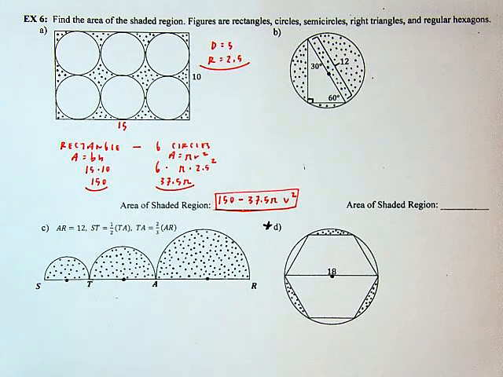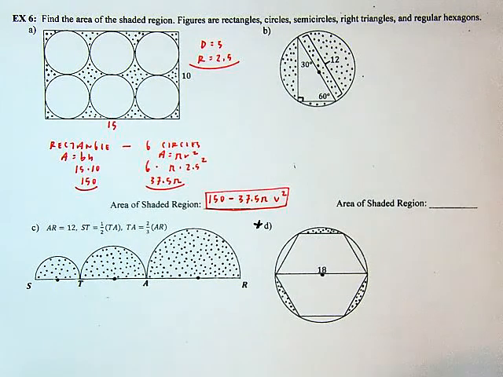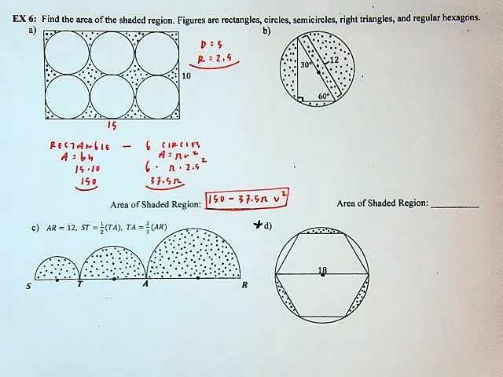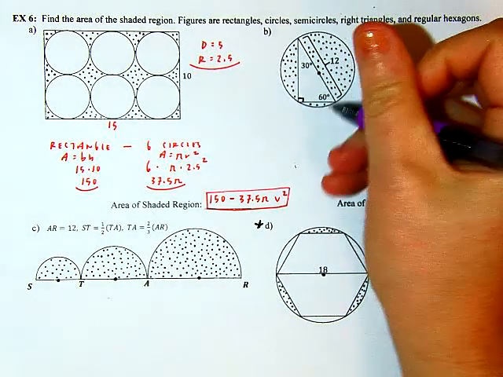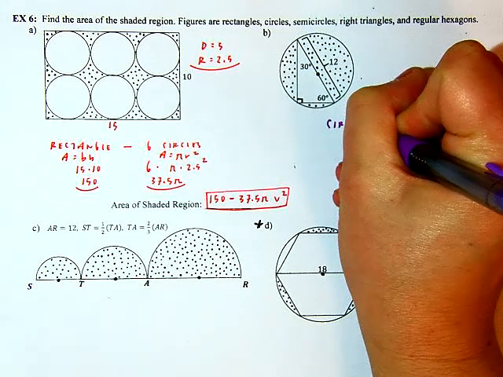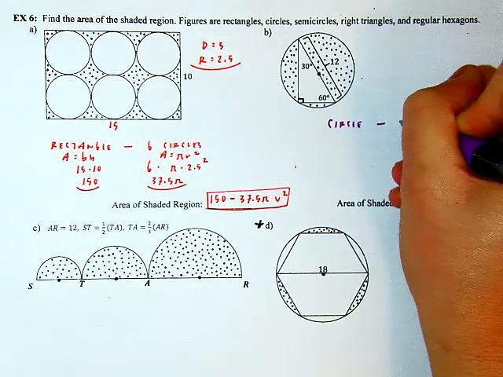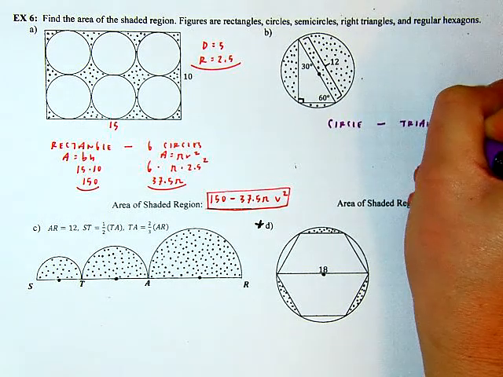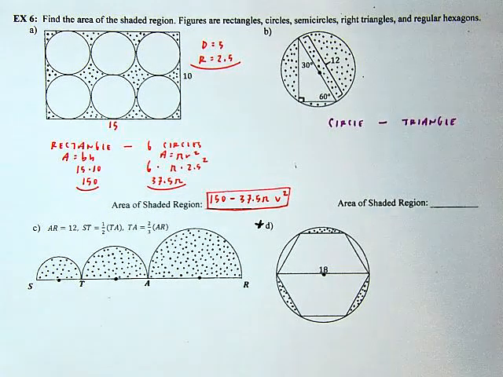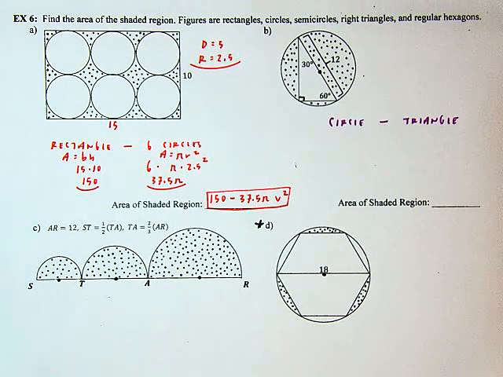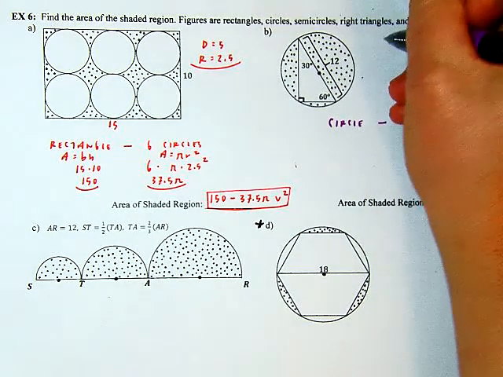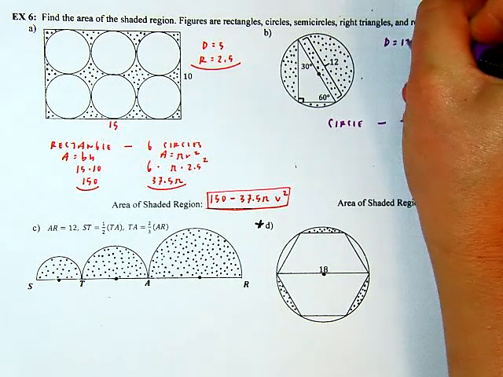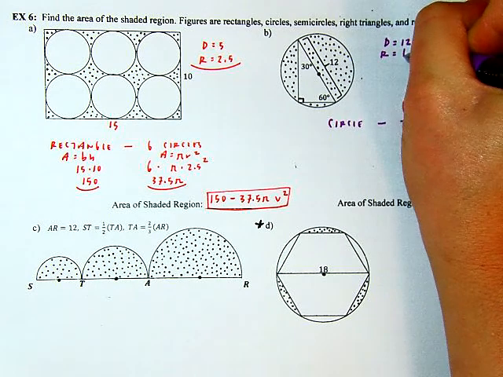All right, moving on to the next one. Here I see that I have a circle with a triangle that's hollowed out. So my plan of attack here will be my circle minus the triangle. And I happen to see that that triangle is a special right triangle. It's a 30, 60, 90 triangle. So I can see that the diameter of my circle, right, it's also the hypotenuse of that triangle, that diameter is 12. So a radius would then have to be 6.